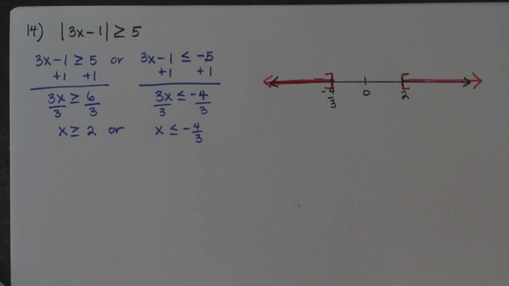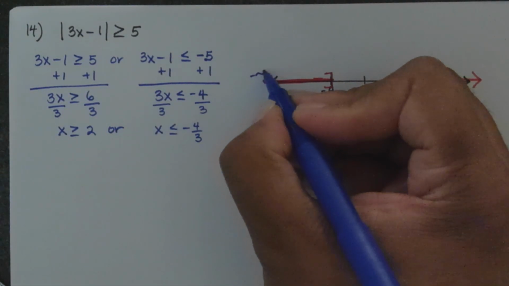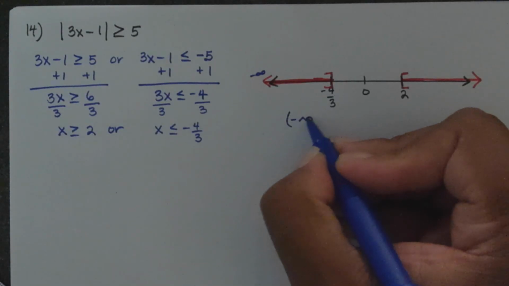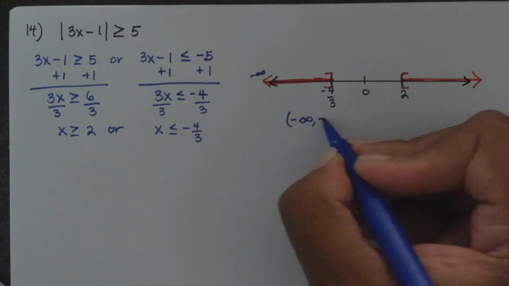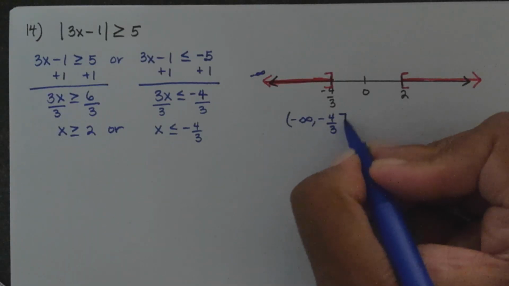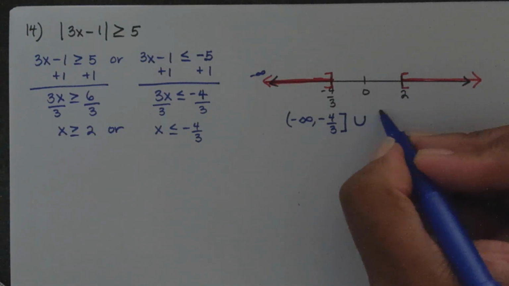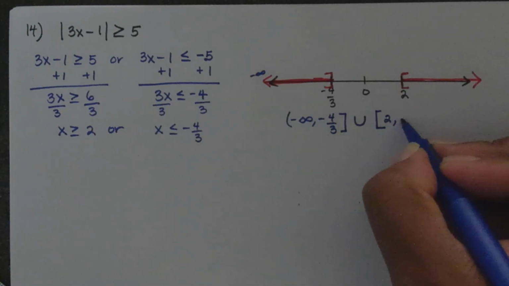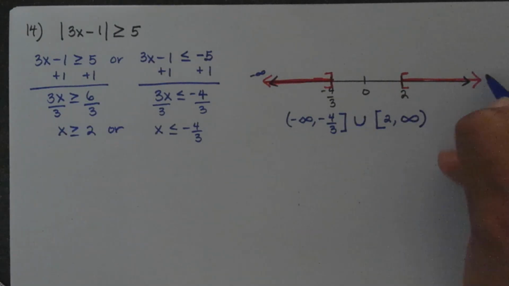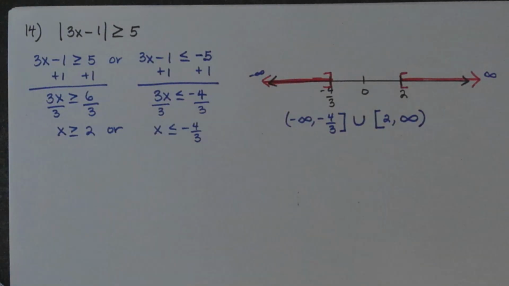Now for the interval notation. Going from left to right, this is negative infinity up to what? Negative 4/3 with a right bracket. And then I'm going to use this union symbol. The other one will be to positive infinity, because this goes indefinitely to the right. That's how you write the interval notation for this. Any questions about problem number 14?